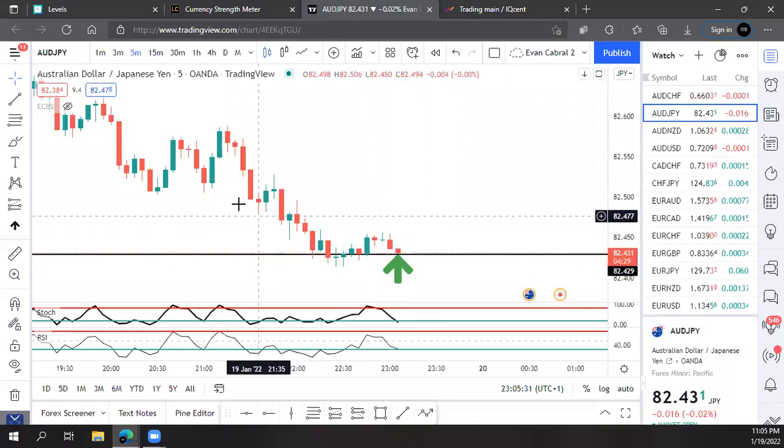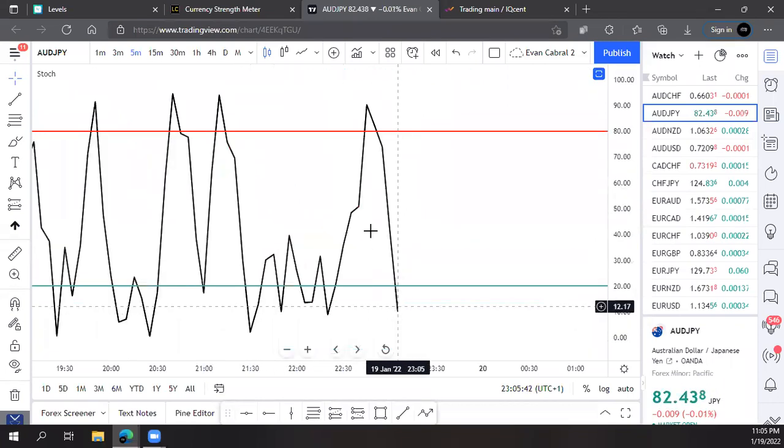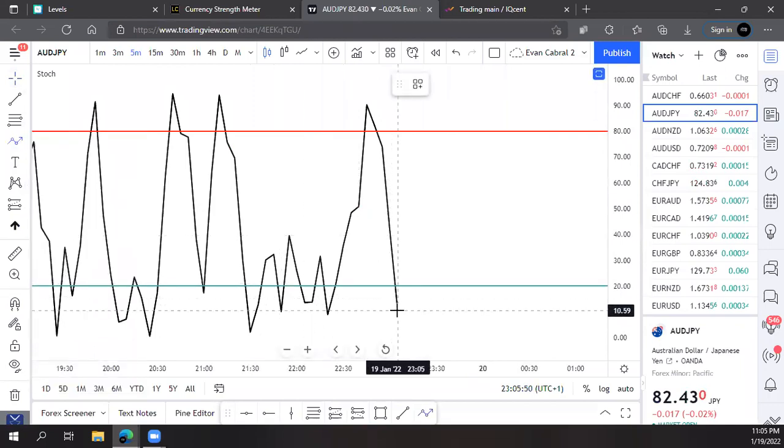Sometimes the stochastic and RSI cross down at the green when it's supposed to buy. Exactly. This is how the stochastic works, guys, right? This is what the stochastic does. If you see it around the green area, it's getting set for a buy.